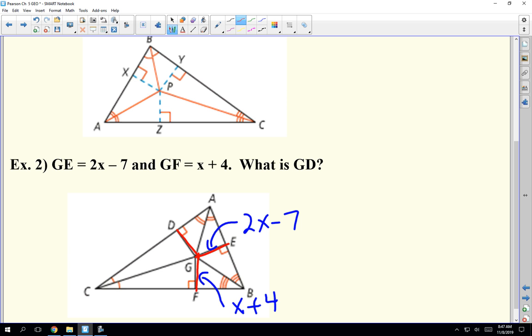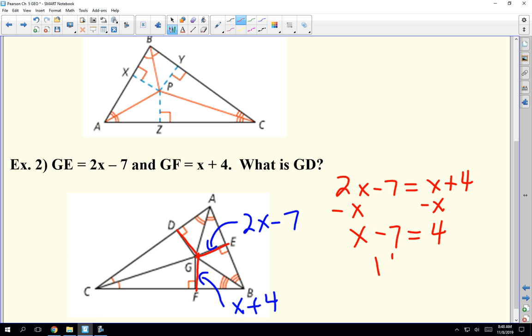So when in doubt, what do you do with the algebraic expressions? Yeah, when in doubt, set them equal. I mean, it could be that they add up to something, but in this case, that's not it. It seems like more often than not, it's set them equal, right? So 2x minus 7 equals x plus 4. Subtract the x over. So x minus 7 equals 4, and then add the 7 over. We got x equals 11.